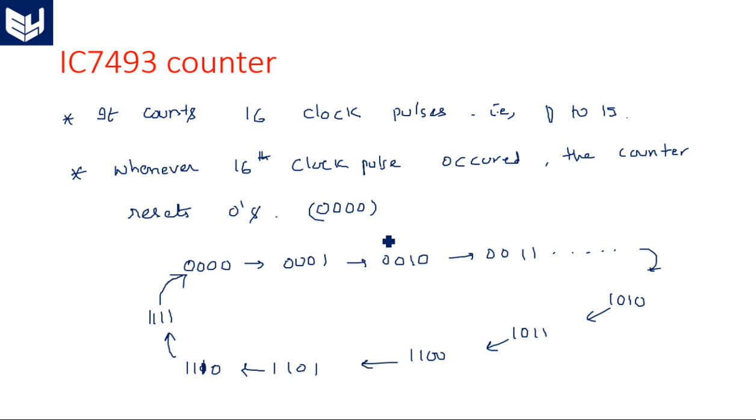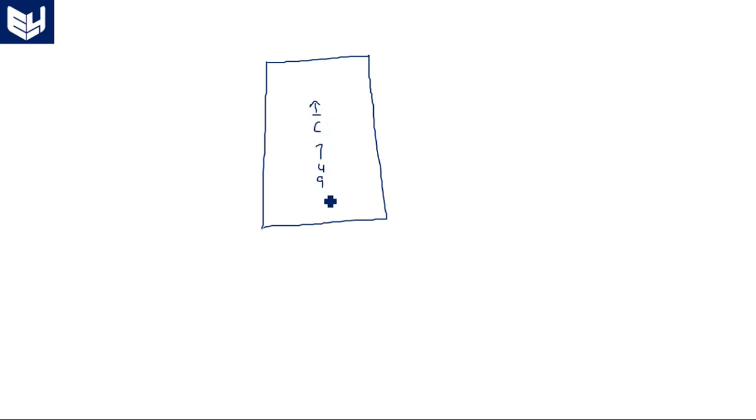The counter which counts 16 clock pulses is nothing but the 7493 IC. The IC representation is like this. IC7493 is a counter, so two clock pulses are needed, clock A, clock B.